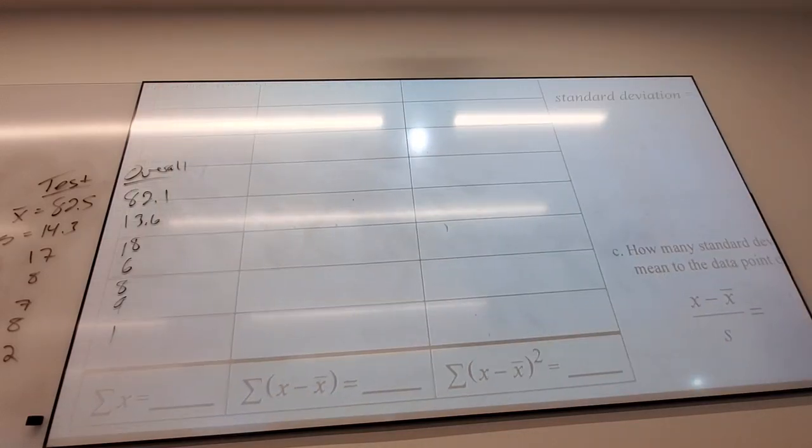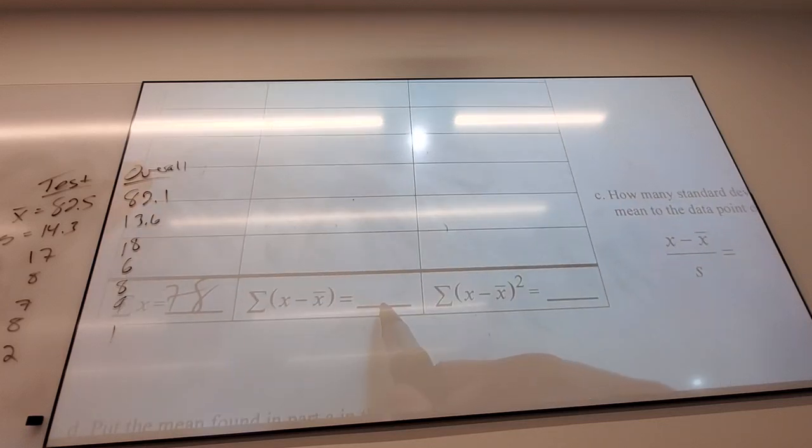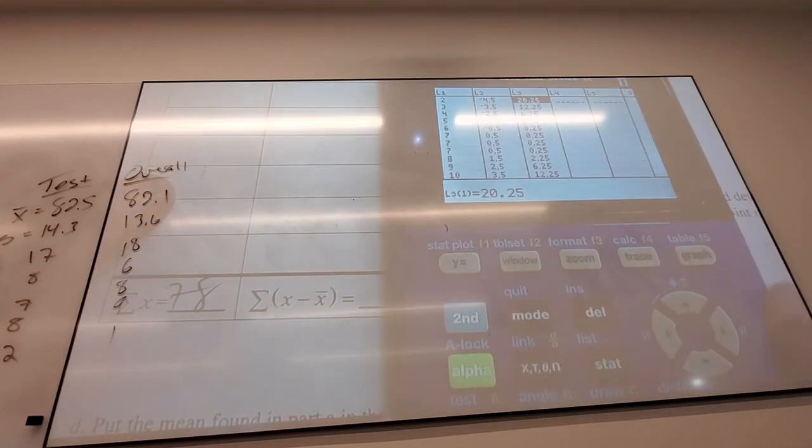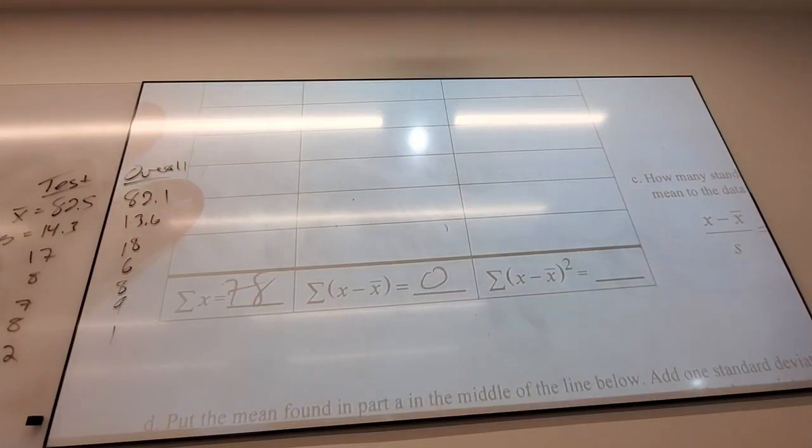Now, specifically on this one, I'm not going to make you do this all the time. This was 78, whoop-de-doo. 0. How do I check this? I would go second list, math. I want to sum up, and you can just hit the number 5 too, that works. I want to sum up L2. And I get 0 the way I should. That's supposed to be 0, right?